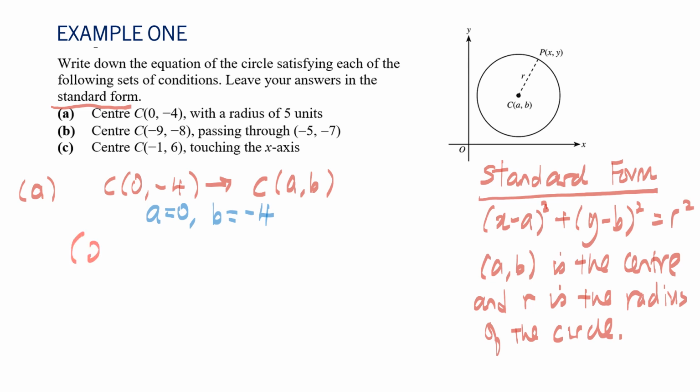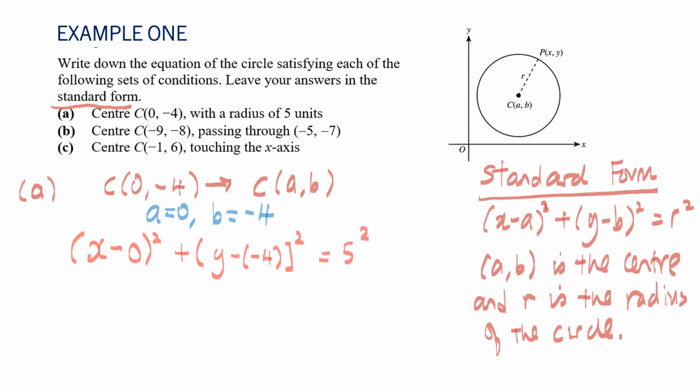So that will give us x minus A, which is x minus 0, squared, plus y minus B. Your B is -4, so it's y minus bracket -4, and you square it, and you're given radius 5 units, so that is 5 squared.